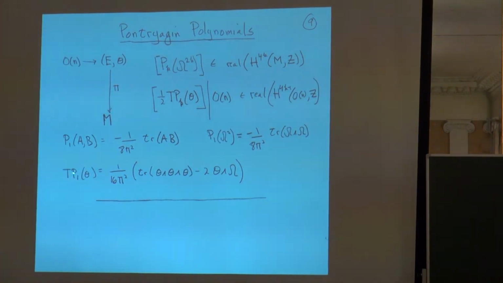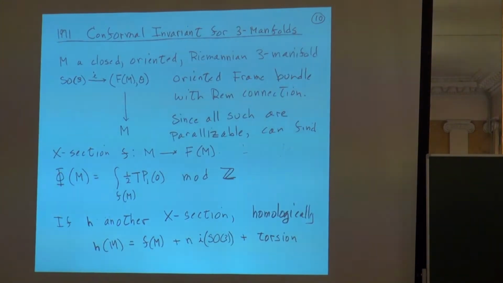And TP1, this form upstairs, is this. It's the trace of the wedge product 3 times of the curvature minus 2 times theta wedge omega. And this form is popular among the physicists. And I guess it's called the Chern-Simons form, but that's a special case of something much more general. So fooling around with this, I have to say this.